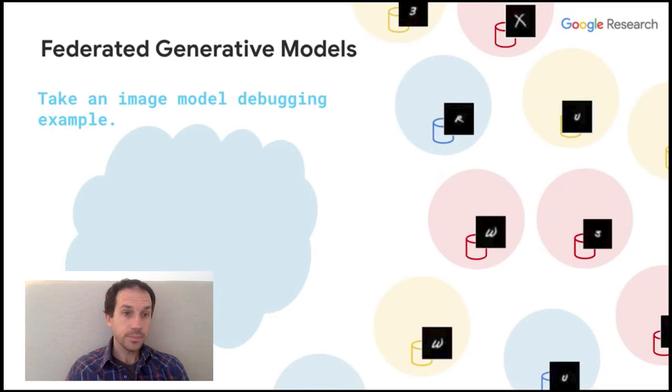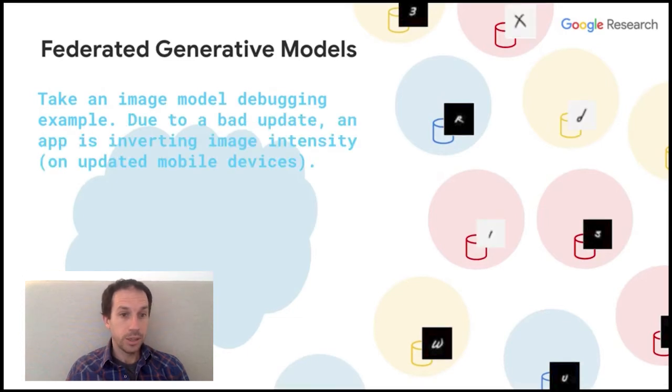Now imagine that, unbeknownst to the development team, an app update contains a bug which results in raw image data being altered. Where the images presented to the on-device image model for classification are normally expected to be white characters on a black background, now, on some devices, i.e. the updated devices, there will be instead black characters on a white background. While these images are never directly viewed, and this is never directly realized, because of this mismatch, the classification performance of the on-device image classifier plummets on the updated devices.